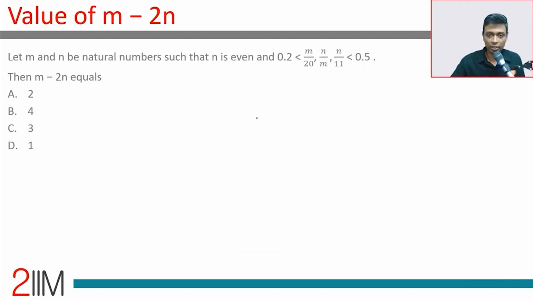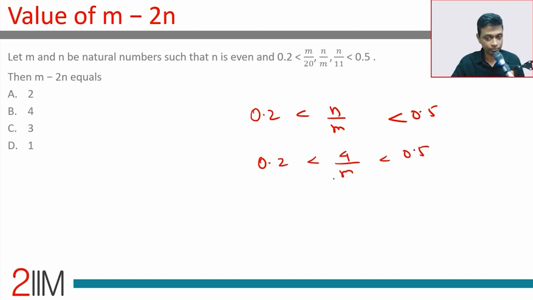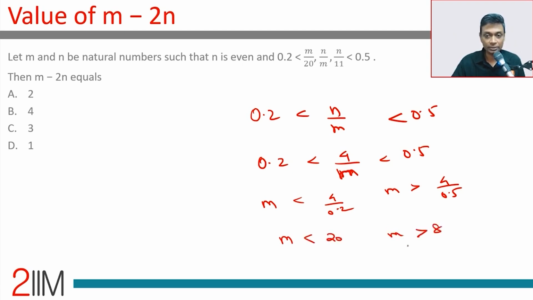So now let's go to the third part. 0.2 less than n by m less than 0.5. N is 4, we know that. 0.2 less than 4 by m less than 0.5. We can cross multiply. M is less than 4 by 0.2. M is greater than 4 by 0.5. And 4 by 0.2 is 20. M is less than 20. M is greater than 8.